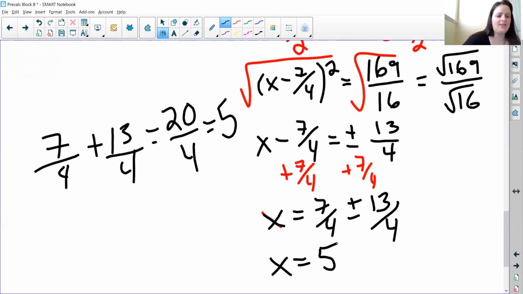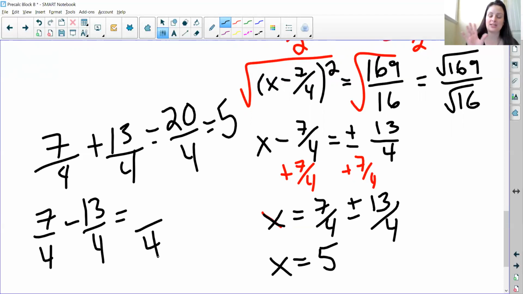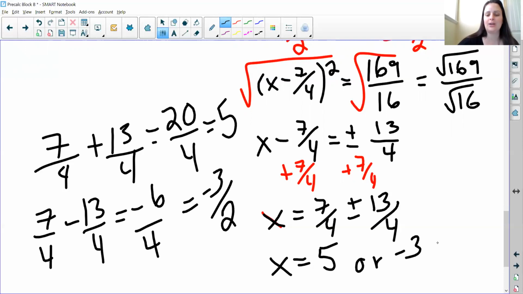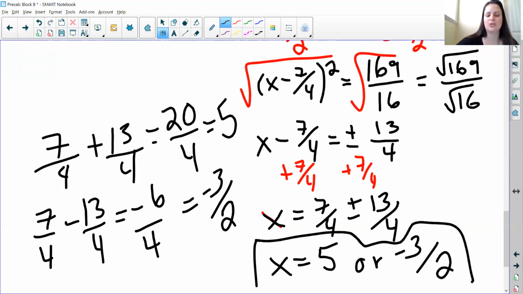Okay. The other x value is 7 over 4 minus 13 over 4. So when we're subtracting or adding fractions, the denominator stays the same and we just deal with the numerator. So 7 minus 13 is negative 6. So negative 6 over 4 simplifies to negative 3 over 2. So x will equal 5 or negative 3 over 2. And that is our solution to that problem.